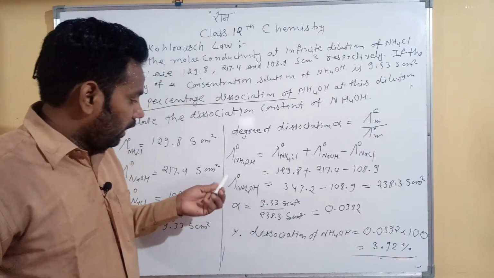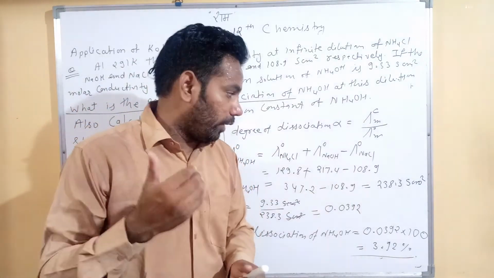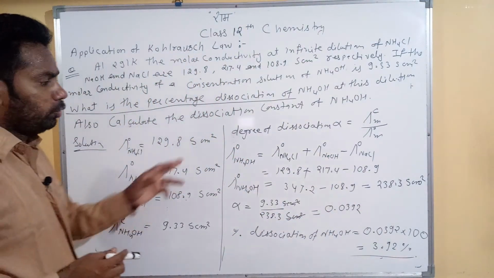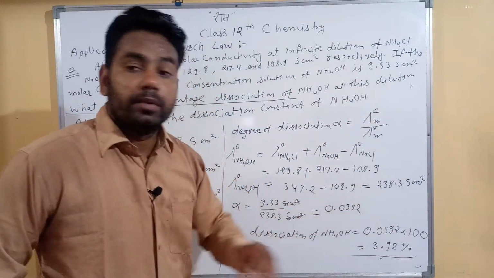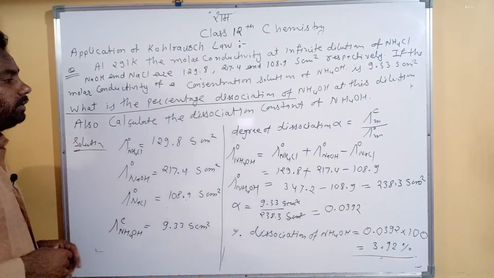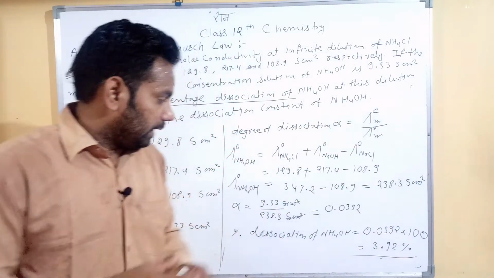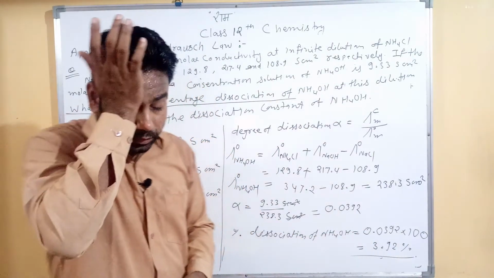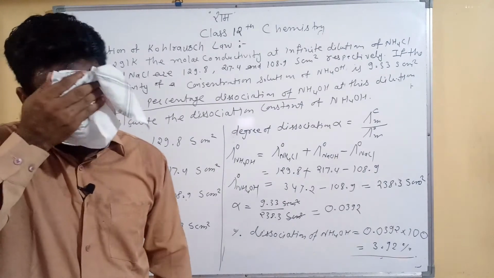I use the first application, put in the values given in the question, and I get the limiting molar conductivity of ammonium hydroxide as 238.3 Siemens centimeter square. Then I have both values used in the degree of dissociation alpha, put in the values and got the degree of dissociation. But our question asked for the percentage of dissociation for ammonium hydroxide, so we multiply our answer by 100 and get the percentage. Okay, I think it's clear.